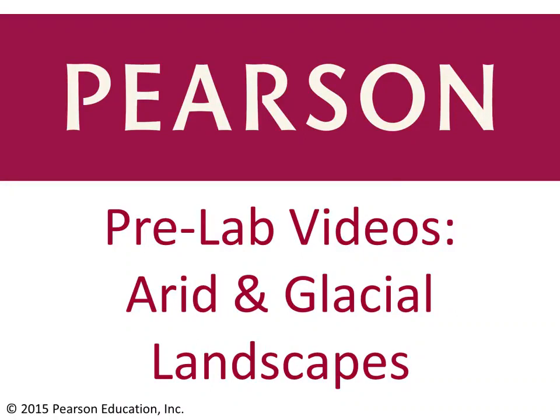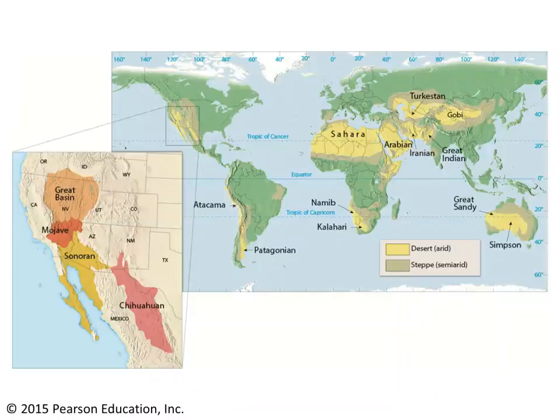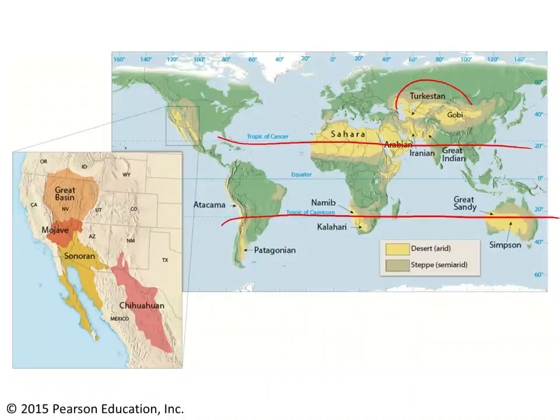This week in lab, you're going to be taking a look at two different kinds of landscapes: those that are dominated by desert processes and those that are dominated by glacial processes. So let's start with the deserts. Deserts occur all around the world on every continent in one of two situations, either where air is sinking around the Tropic of Capricorn and the Tropic of Cancer, or in deep continental interior situations where essentially surrounding mountains wring all the moisture out of the air and leave the continental interior in a rain shadow.